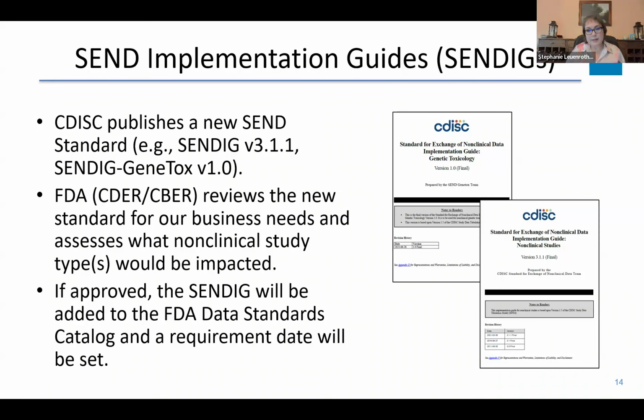So what happens on the FDA side is that we will review these implementation guides in their final form when they are published. We will assess them, both CDER as well as CBER, for our business needs, and we will assess what non-clinical study types would be impacted. And if we think that this suits our needs and suits the needs of our reviewers, then that SEND IG will be placed on the FDA data standards catalog, and a requirement date will be set for that. So there's usually at least a year or 2, or maybe even longer, before that's actually implemented.